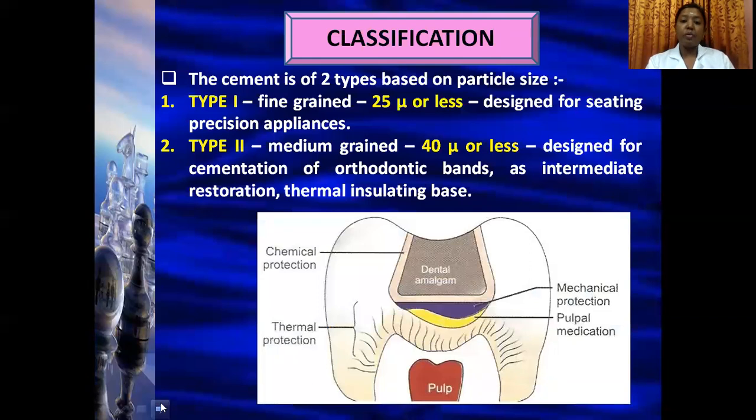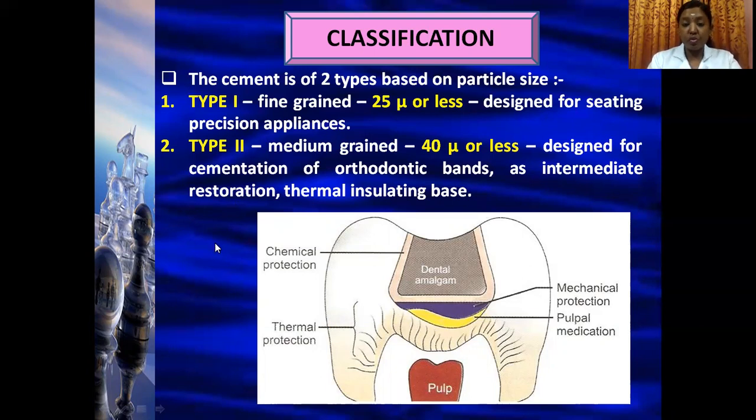Now let us see about the classification. So zinc phosphate cement is classified into two types. You have type 1 and type 2. So type 1 is mainly the fine grain type, which is mainly used for luting, that is to lute your bridges, crowns, etc. So the film thickness is about 25 micrometers or less. And type 2 is the restorative consistency, which is medium grain. The film thickness is about 40 micrometers or less.